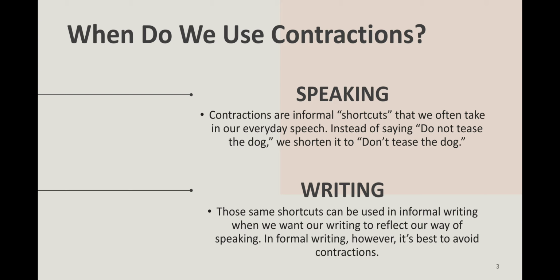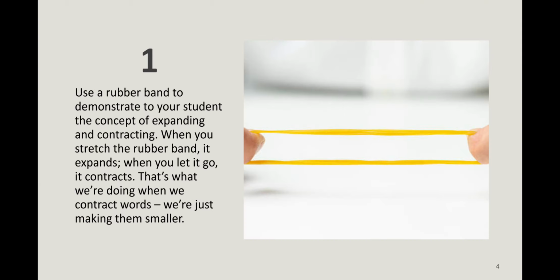Contractions are also used in writing. Those same shortcuts can be used in informal writing when we want our writing to reflect our way of speaking. But in formal writing, it's best to avoid contractions. So, contractions are not used in formal writing like report writing, essay writing, preparing proposals, writing articles for the newspapers, things like that. But if you are writing a letter to a friend, you can always use contractions. So contraction is one component of informal language.